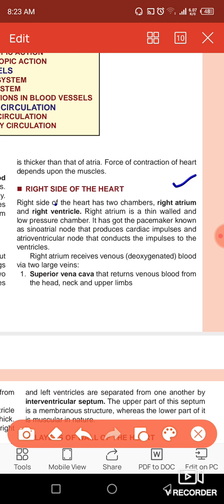Okay, so the right atrium is very thin walled, it has a very thin layer, and has low pressure. Okay, and it has the pacemaker, which is called the SA node. It can be written like that, SA node.